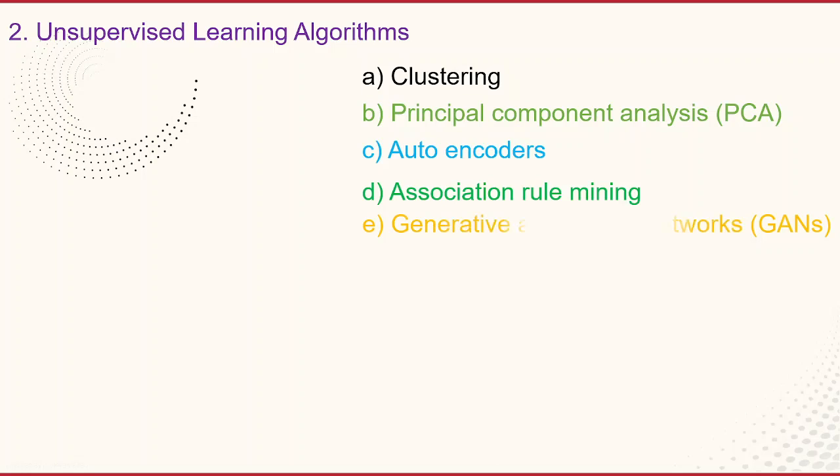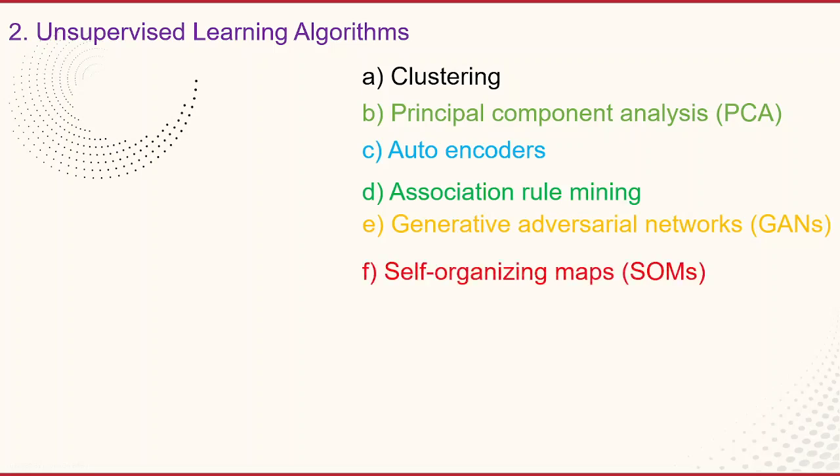Next is generative adversarial networks, GANs. This algorithm consists of a generator and a discriminator that work together to generate new data that is similar to the training data. It is often used for generating realistic images or data augmentation. Next is self-organizing maps, SOMs. This algorithm creates a low-dimensional map of the data set by preserving the topological properties of the data. It is often used for data visualization or clustering.